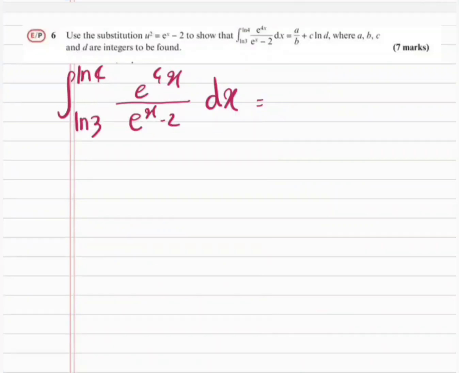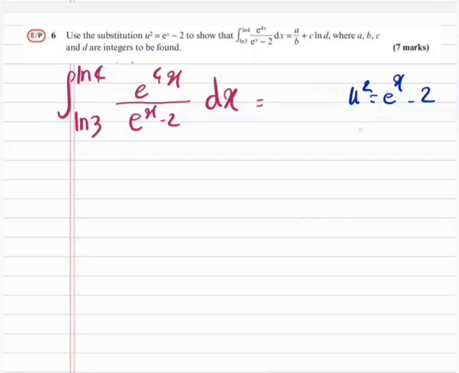We have e to the 4x over e to the x minus 2, and we want to integrate this. And we're given the substitution u squared is equal to e to the power of x minus 2. So here we must be careful because the final form of the answer has to be in the form a over b plus c ln d. And this is a very common format that you'll see in your exam, that they ask you to derive this so that it's in the same form as they are asking.